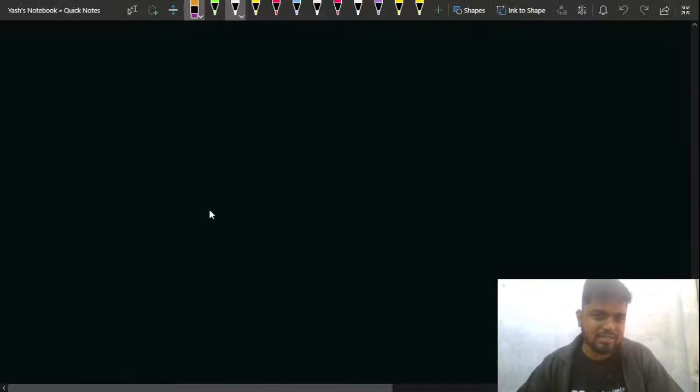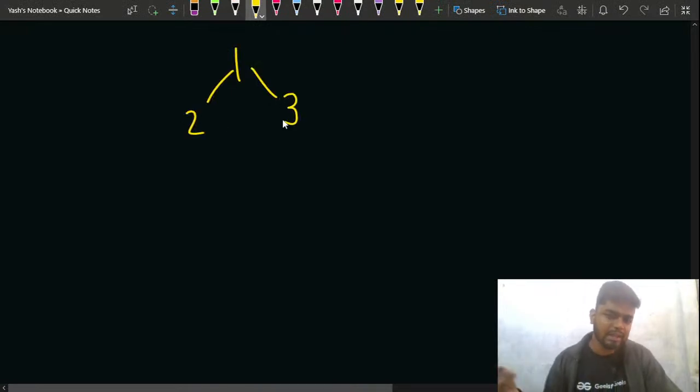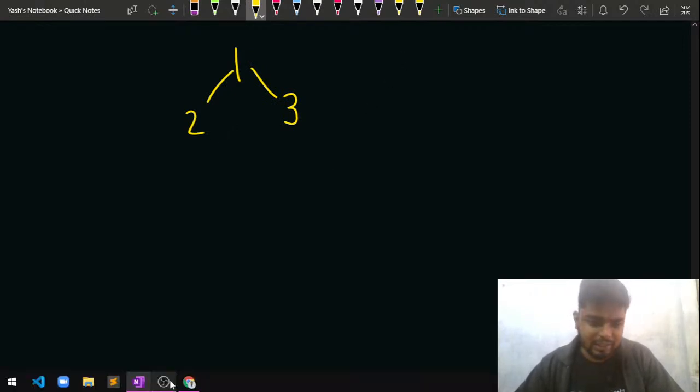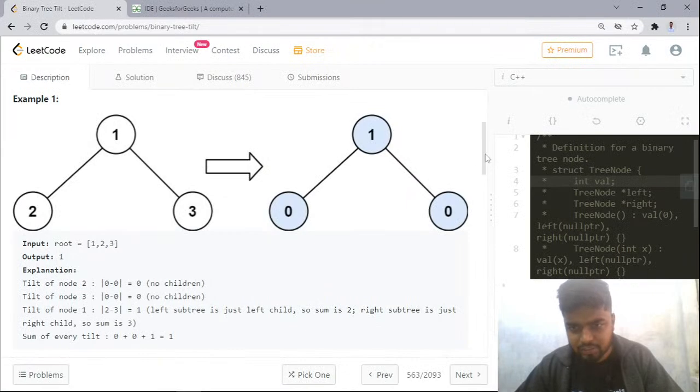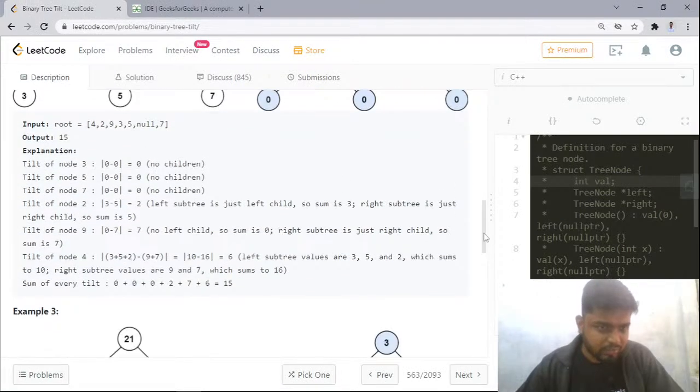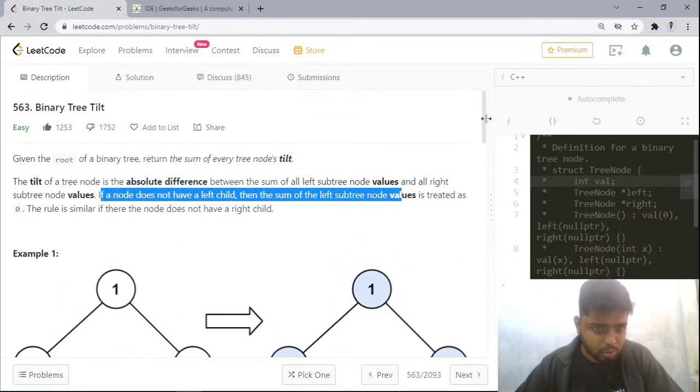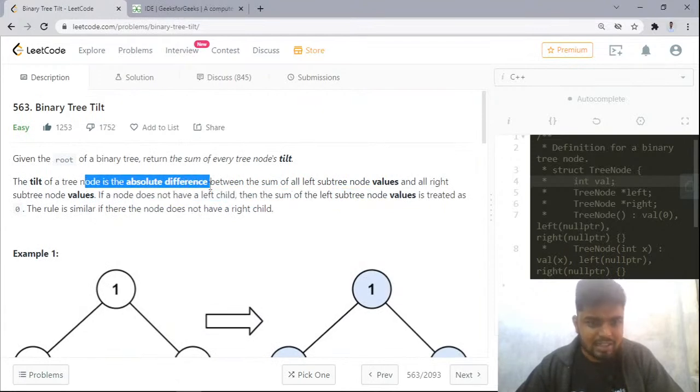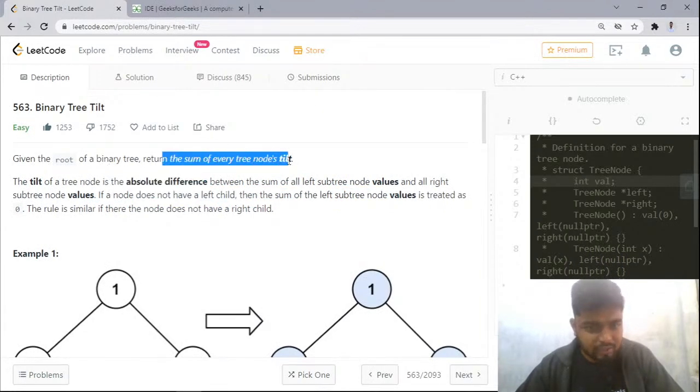Let me draw this case. Let's say you have been given this case, that is 1 is connected to 2 and 1 is connected to 3, right? In this case, you have to find the total tilt. In the end, what they will ask you to do is find the total tilt, the sum of every node's tilt, right?